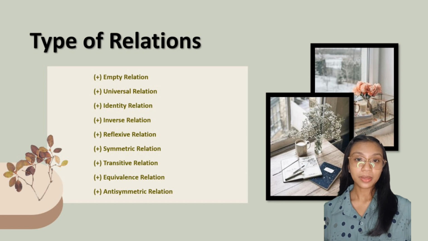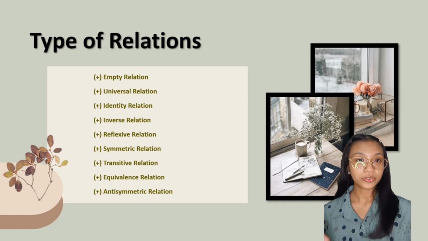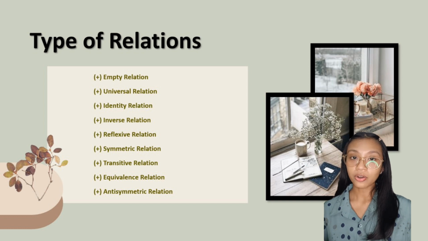Now I will explain about types of relation. Given below is a list of different types of relation. 1. Empty relation. A relation is an empty relation if it has no elements. That is, no element of set A is mapped or linked to any element of A. It is denoted by R equals empty set.